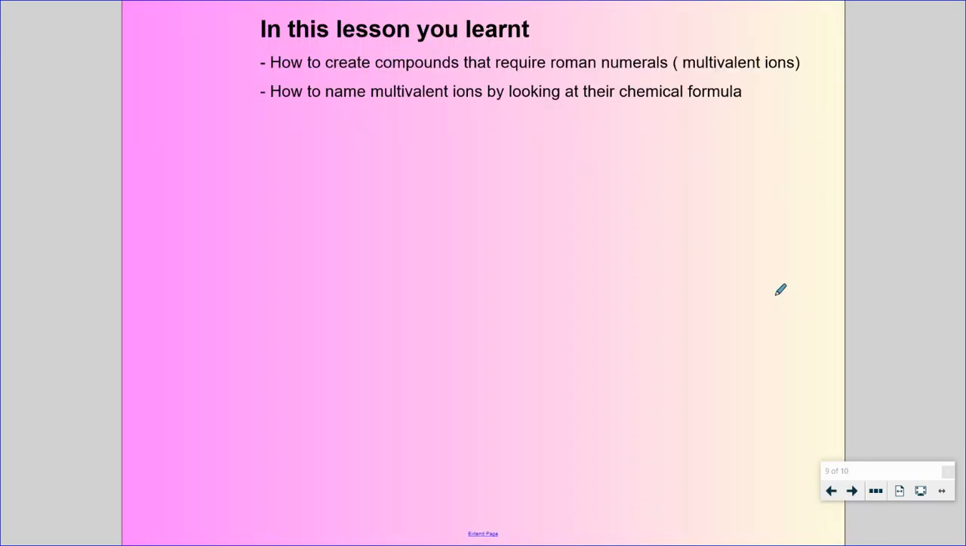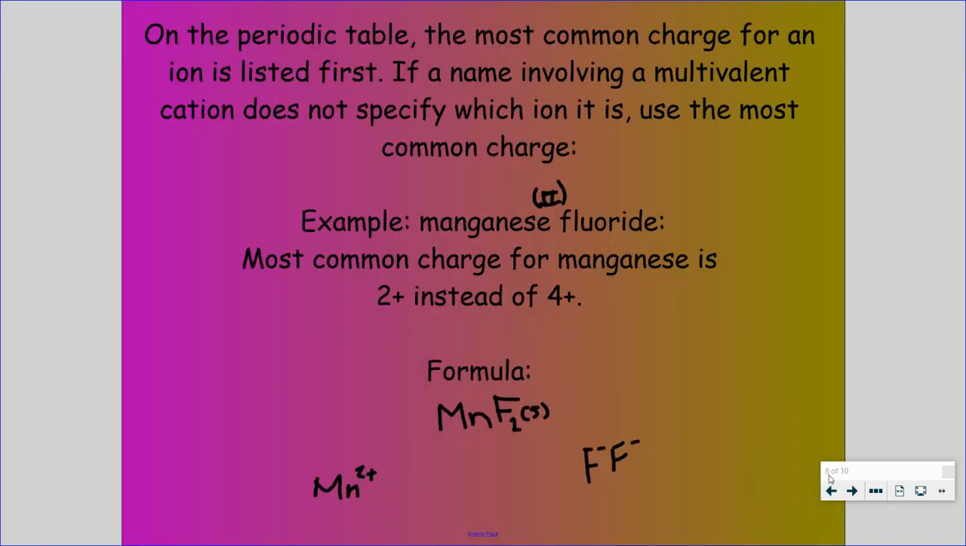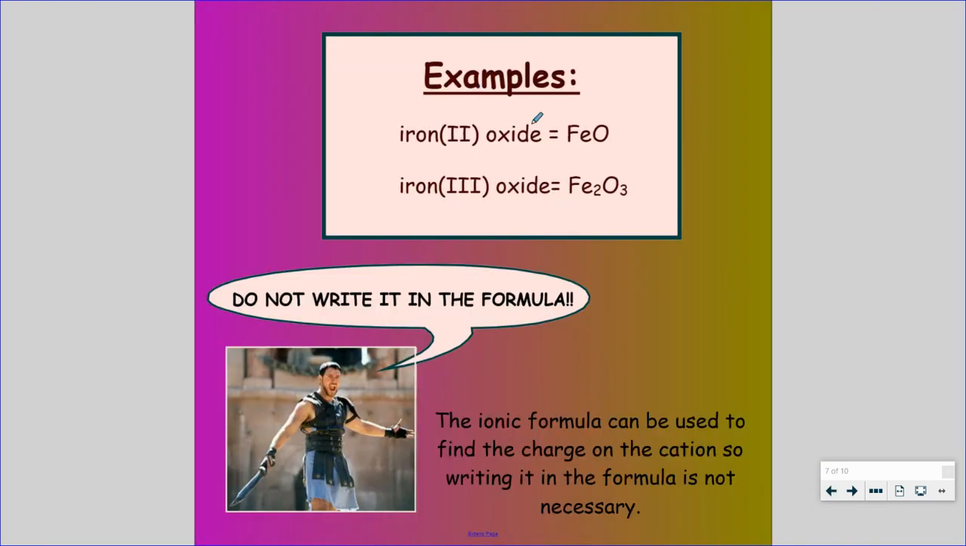So again, in this lesson, you learned about compounds that required Roman numerals, and you learned kind of how to name them. If we go back, you would take, again, putting the Roman numeral right in here. So if I gave you this, it would be iron 2. If I gave you this, it'd be iron 3.